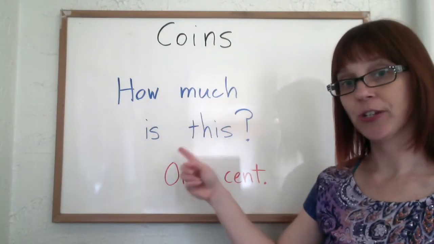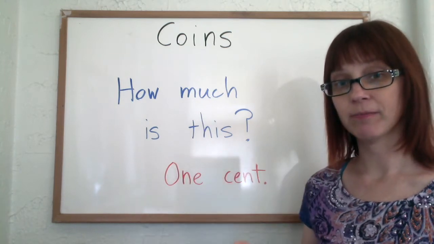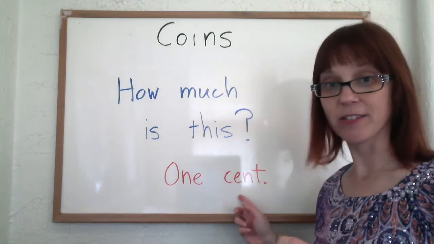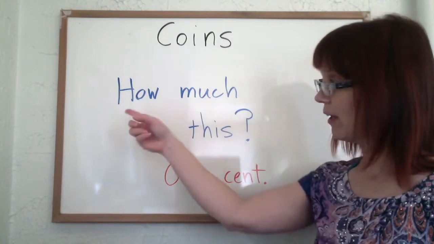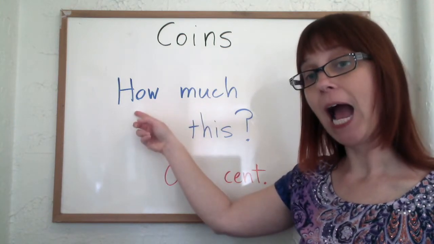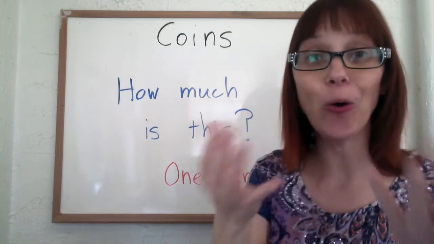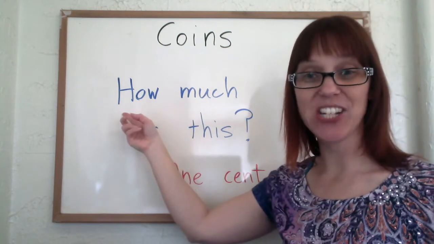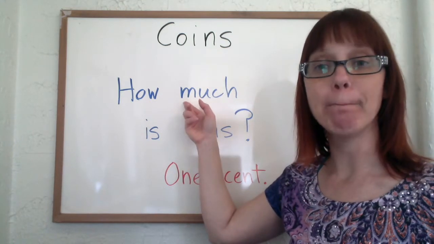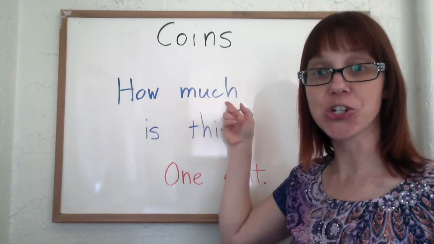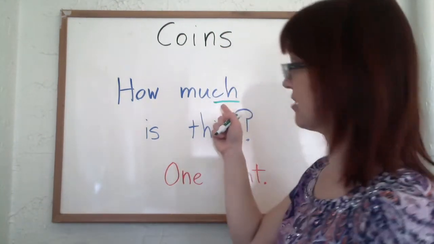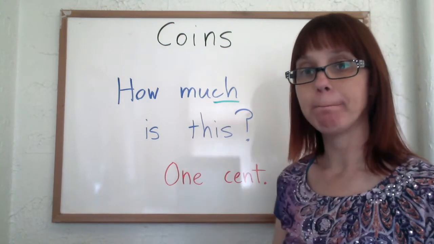How much is this? 1 cent. Repeat. How much? How, like how are you? That's with H. How? Much. And then CH together sounds like ch. Much.